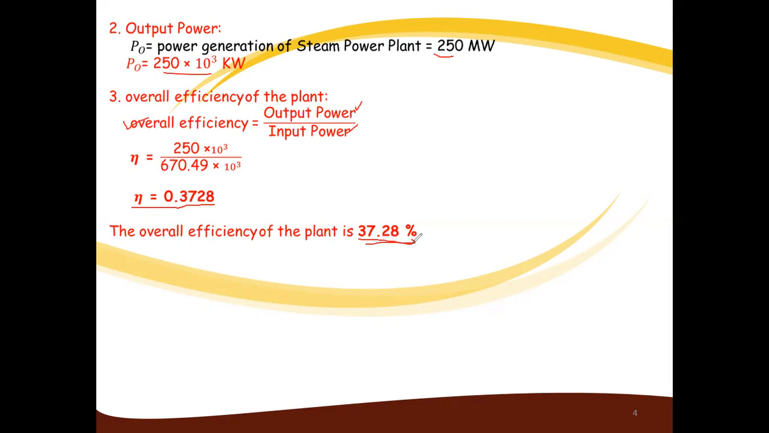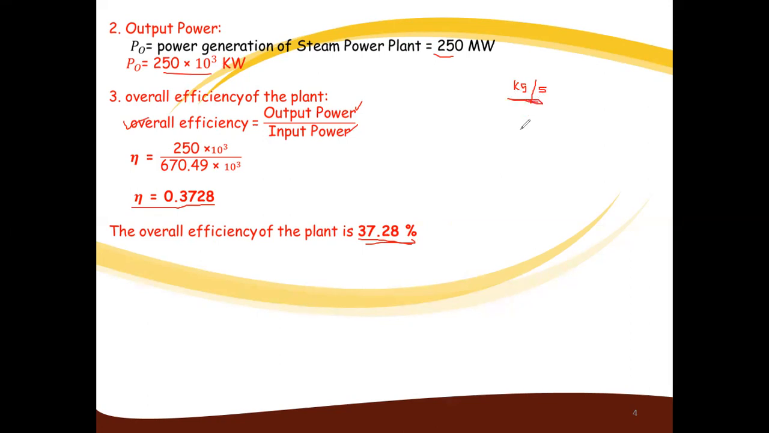So in this problem, the main concern is the coal consumption. The value of coal consumption should always be in kg per second. So we have to convert any value into kg per second. This is very much important.